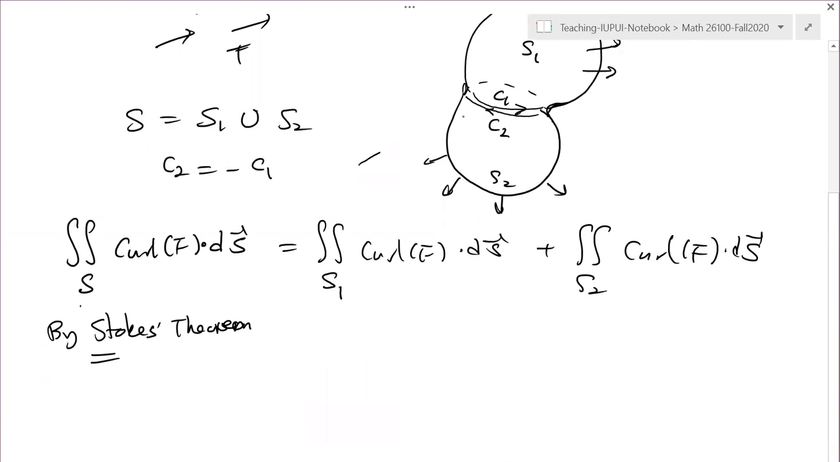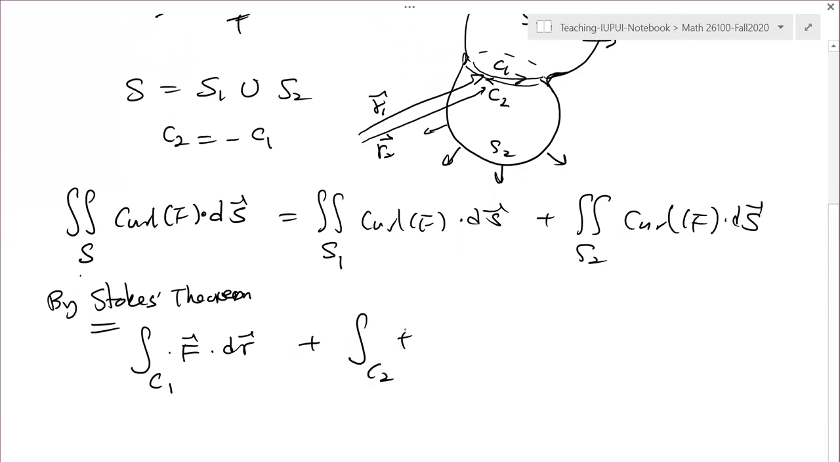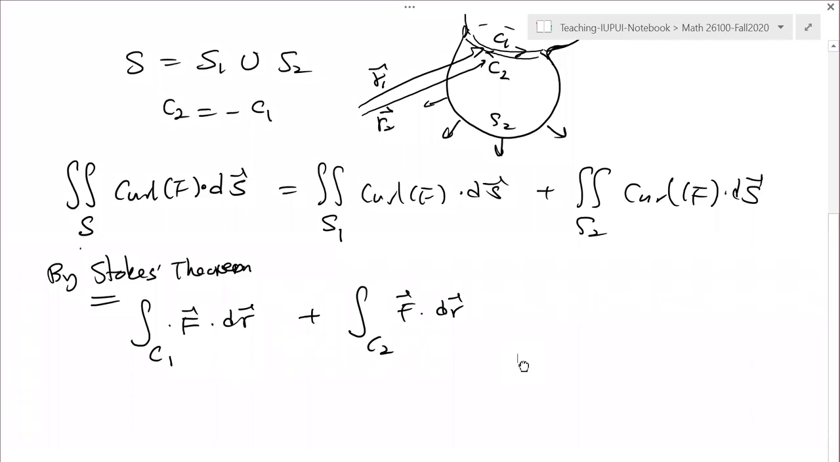For the first one, you can parameterize this by R1. This can be the integral over C1 of F dot dr. In order to match the orientation, you have to reverse the order. So for the second one it will be R2. R1 and R2 have opposite orientations. And plus the integral over C2 of F dot dr. Since the curve is the same curve but the orientation is different, that should be equal to 0. C2 equals negative C1, which means they have opposite orientation. So this becomes 0. That way it cancels out.